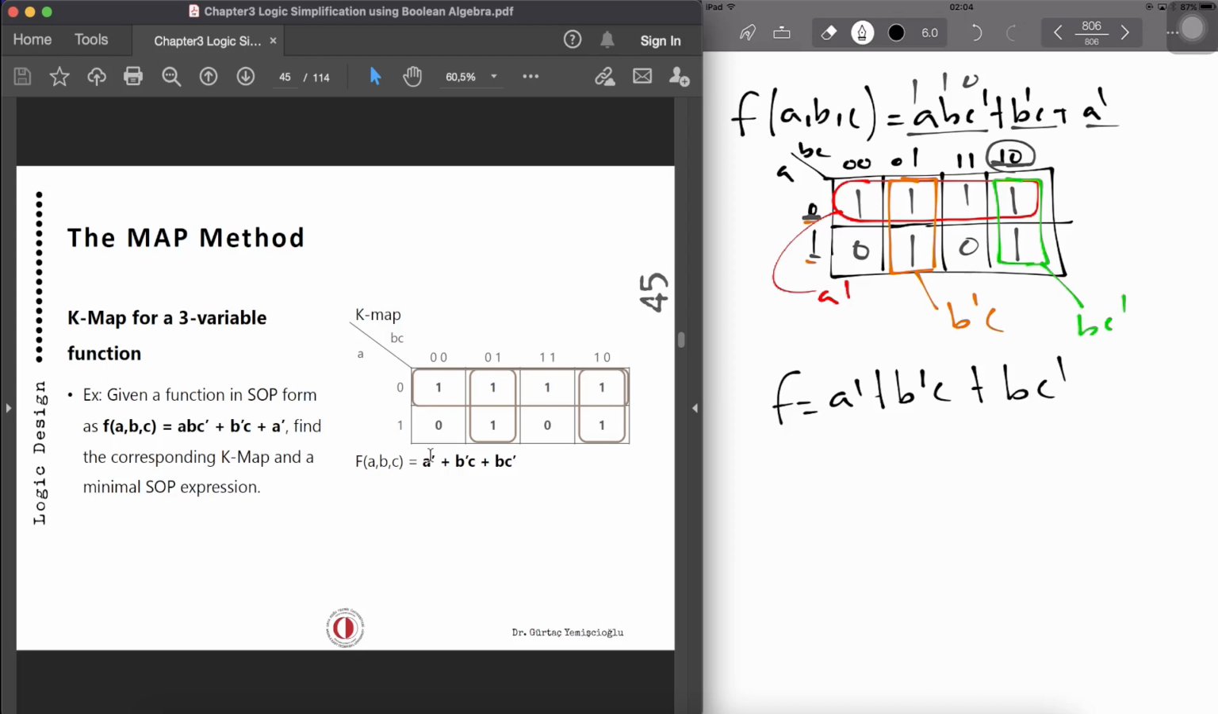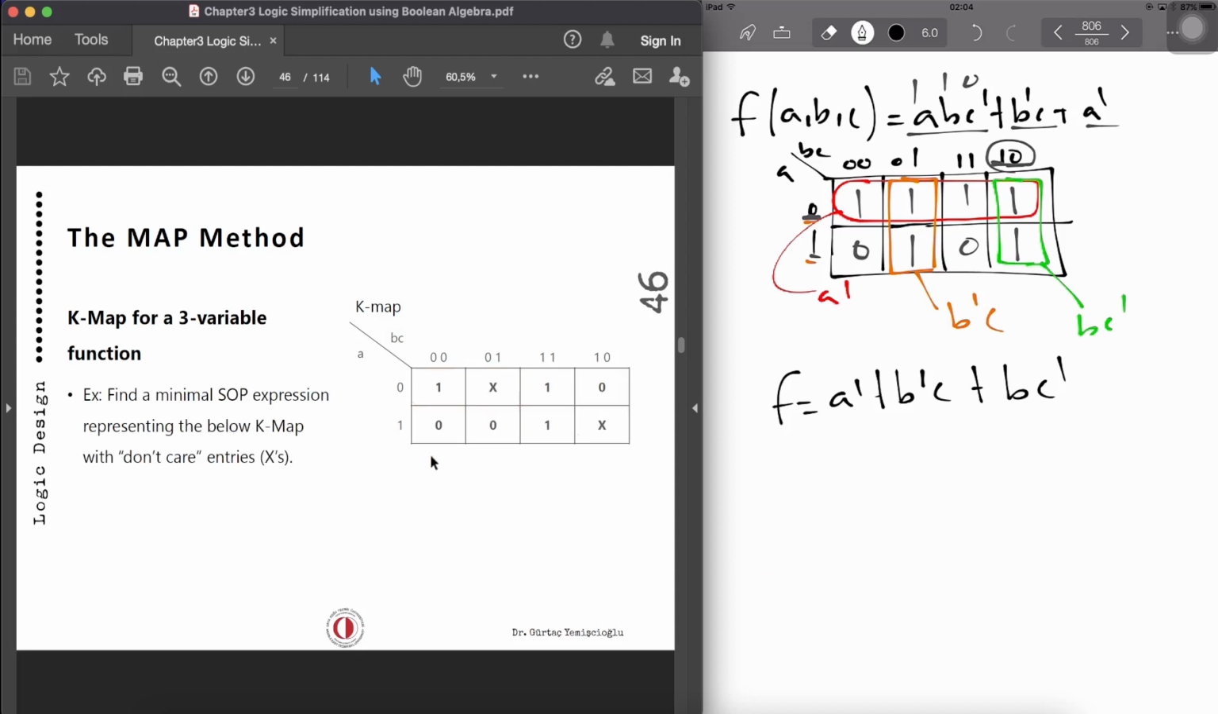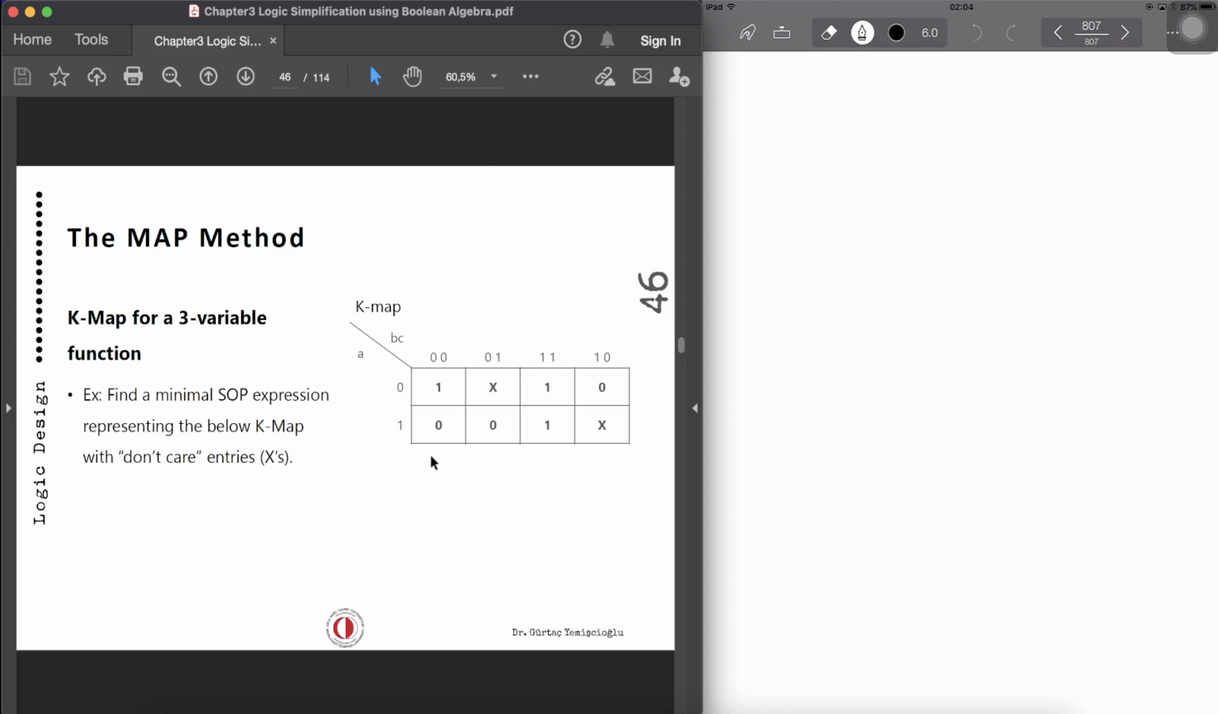Now, if you do remember from chapter 2, we have got some conditions like don't cares. They can be either zeros or ones. And when we are doing algebraic manipulation, if we make an assumption that we are going to use it as a 1 or 0, we might end up with a more optimized or more simplified expression. This is also applying for the K-maps as well.